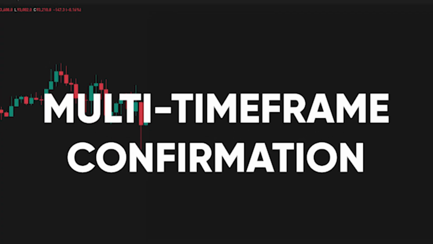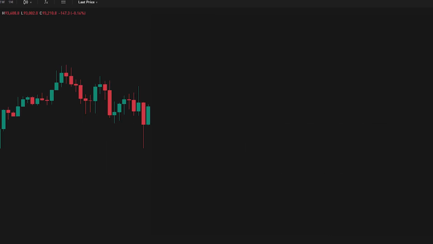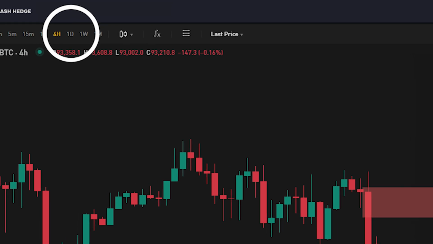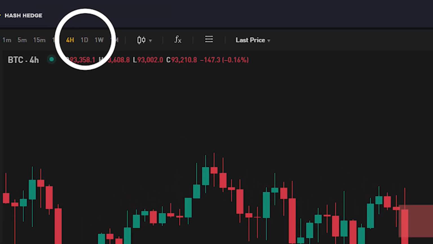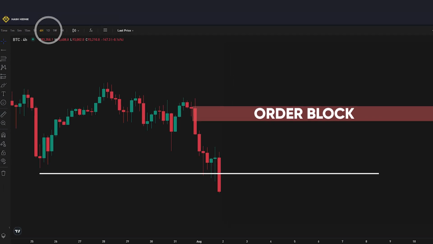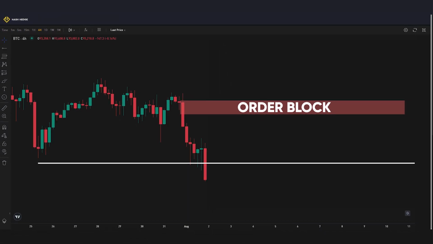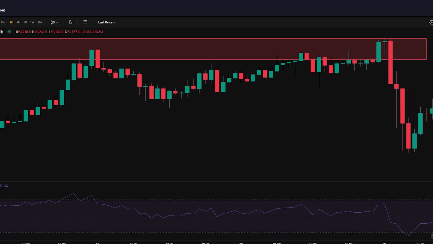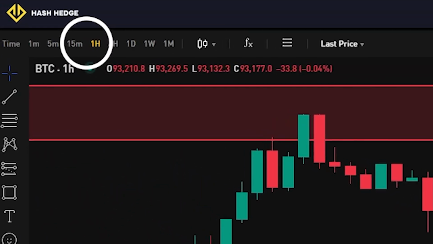The first strategy is multi-timeframe confirmation. The idea is simple. First, you find a block on a higher time frame, a 4-hour, daily, or even weekly chart. You choose only those that have imbalance and a break of structure. Then, you wait for the price to return to the block. When the price approaches the zone on the higher time frame, you switch to a lower one. For example, a 15-minute or 1-hour chart.